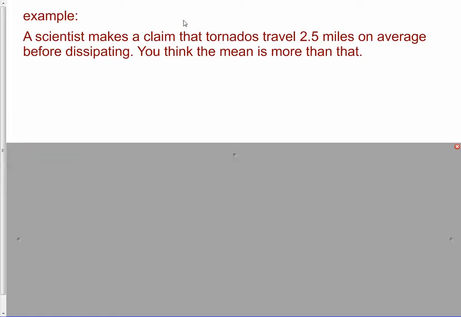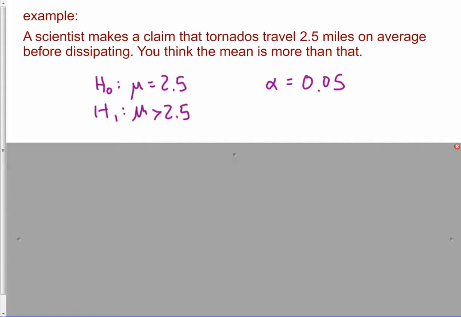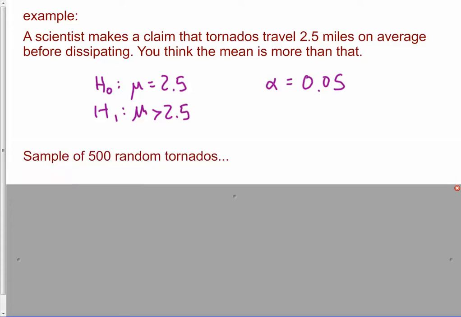So the setup would be, the null hypothesis is that the mean is 2.5, because again, the null hypothesis always has to be equals, and the alternative hypothesis is that it's more than 2.5. And again, you set your alpha. You're always supposed to set your alpha before you start analyzing your data. It's cheating otherwise.